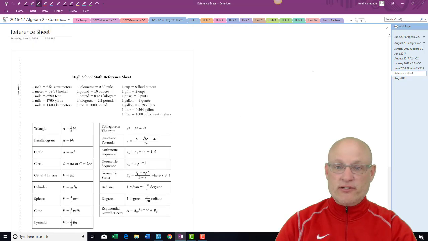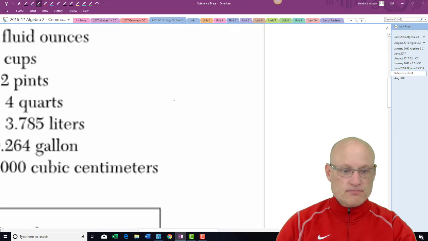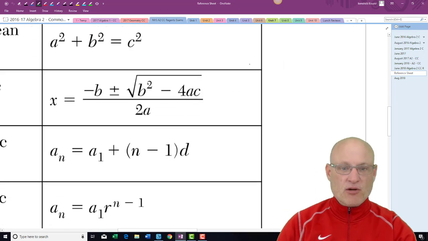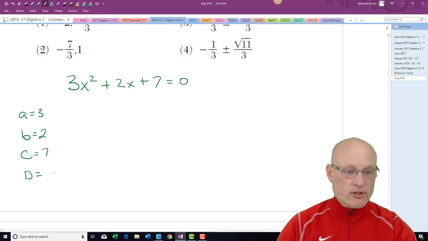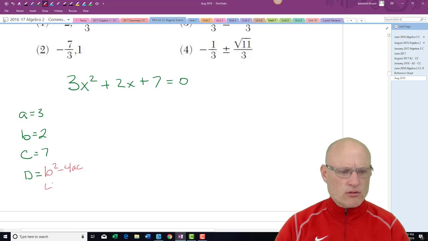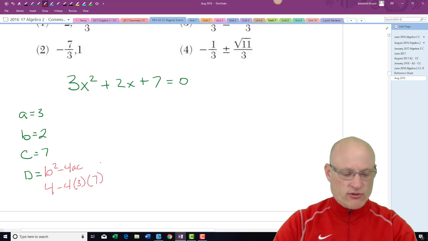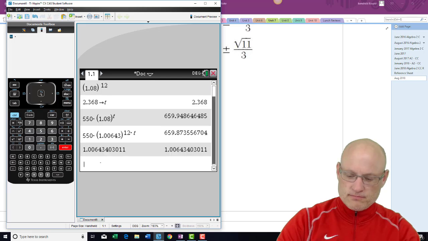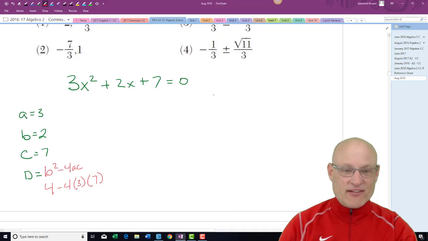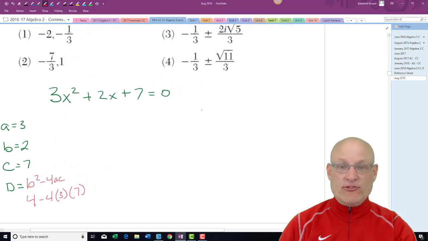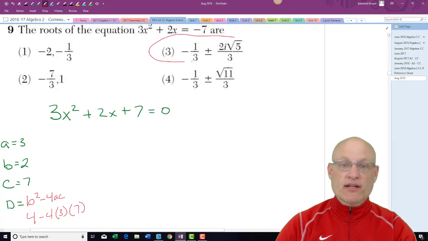Now, if you look at the reference sheet, this part right here is the discriminant: B squared minus 4AC. So that's what we're going to use as far as D goes. B squared is 4, minus 4 times 3 times 7. I get negative 80. That alone means I'm going to have an imaginary solution. There we go. That's the answer.